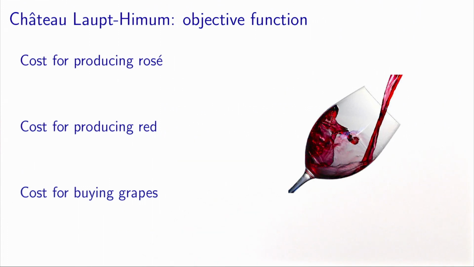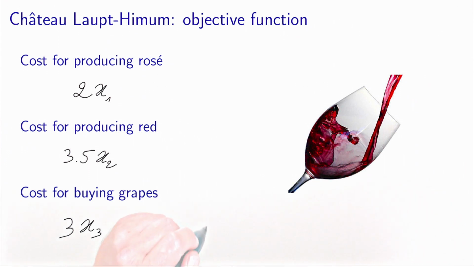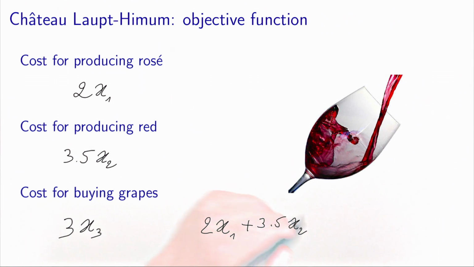Now we need to calculate the cost. There are three parts of the cost. The cost of producing the rosé. So we have 2 euros per liter of rosé, which is x1. We have 3.5 euros to produce 1 liter of red, and we have x2 liters of red that is produced. And each kilo of grape is paid 3 euros, and we buy x3 kilos of grapes. So the total cost is 2x1 plus 3.5x2 plus 3x3.